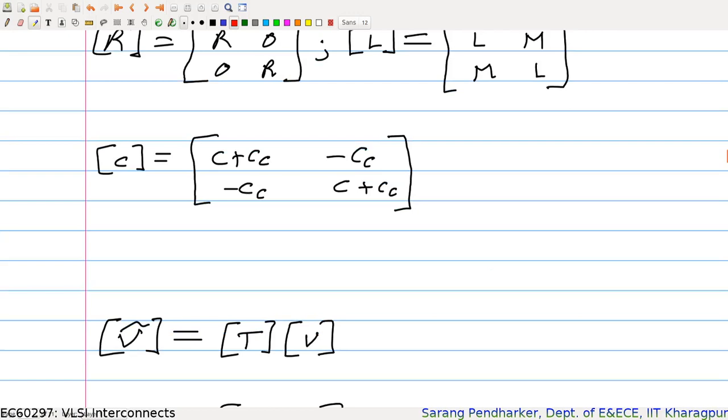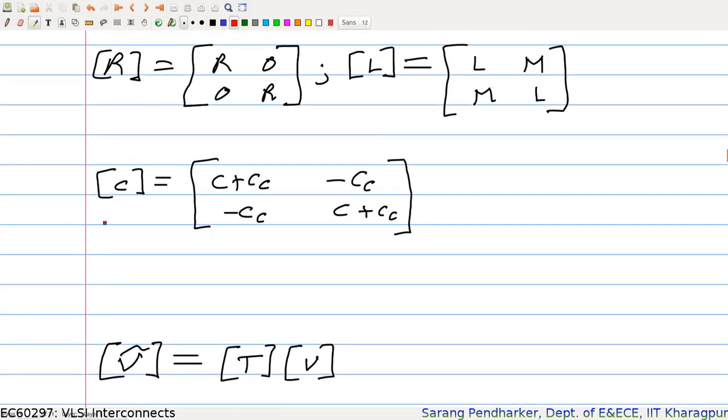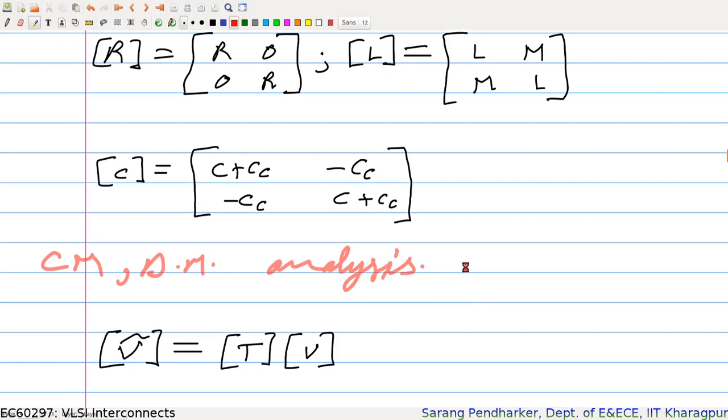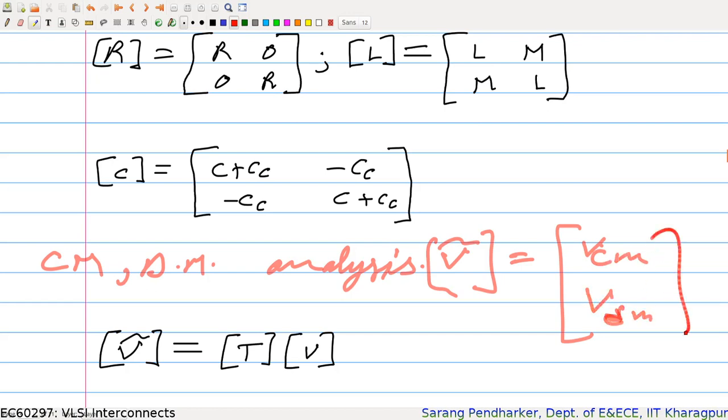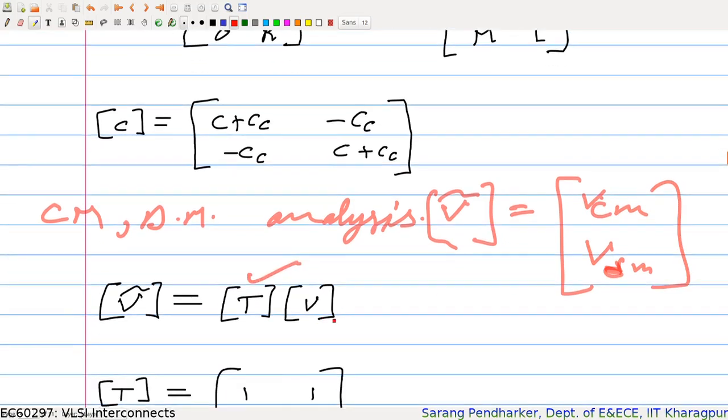We had seen that if you have identical interconnects, we can do a common mode and differential mode analysis. In that analysis, and we also discussed this in the last lecture in terms of matrices, we defined a new set of voltages, which was the common mode and differential mode voltage, and we got V by a transformation matrix like this operating on them.